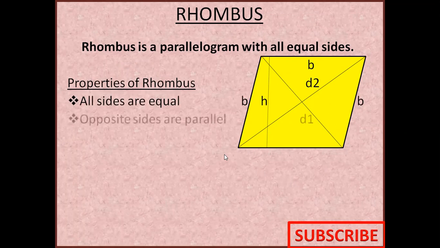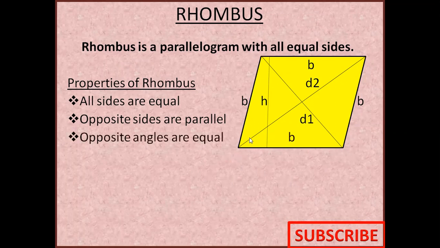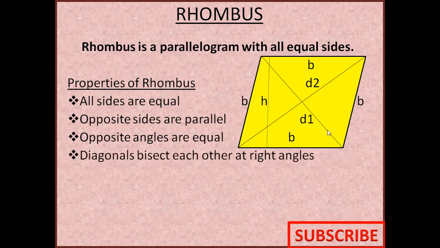So what are the properties of a rhombus? All four sides are equal. Opposite sides are parallel. Opposite angles are equal. And diagonals bisect each other at right angles. That is, the diagonals intersect at a point where they divide both diagonals into two equal halves, and the angle formed at the center is 90 degrees.